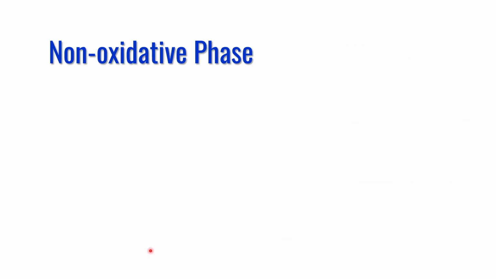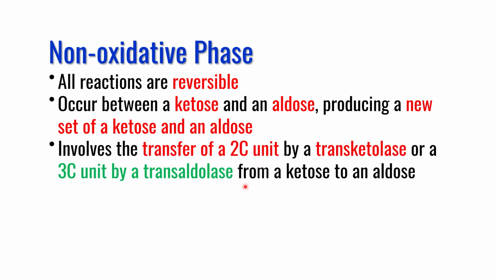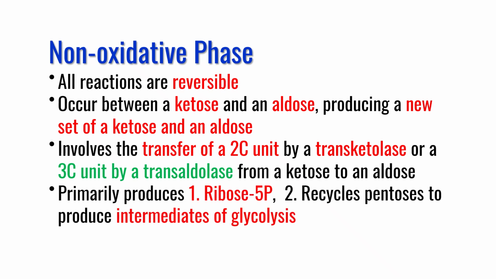So in summary, the non-oxidative phase involves reversible reactions which occur between a ketose and an aldose and produce a new set of aldose and ketose. Each reaction involves transfer of a 2 carbon unit by a transketolase enzyme or a 3 carbon unit by a transaldolase enzyme from a ketose to an aldose. This is a very important point to know. The primary purpose of this phase is to produce ribose 5-phosphate and to recycle excess pentoses to produce intermediates of the glycolytic pathway.